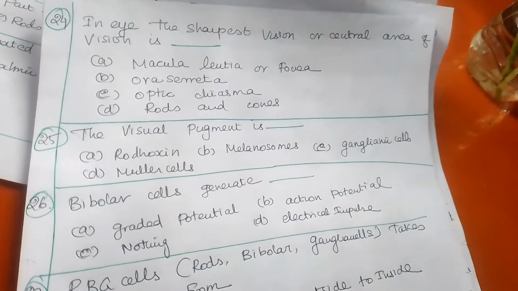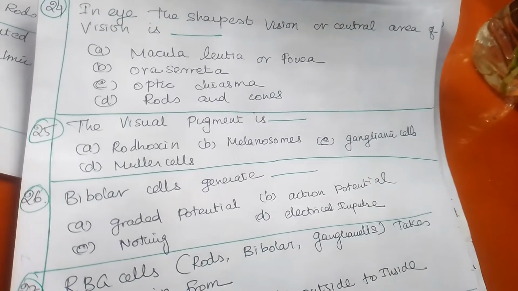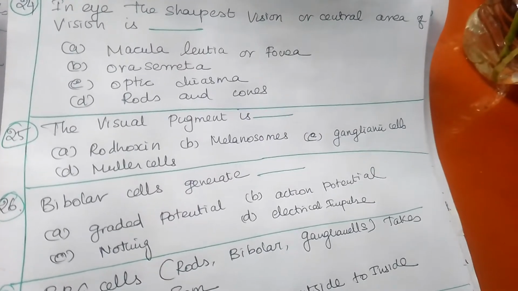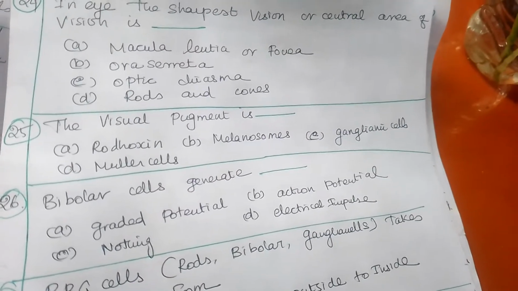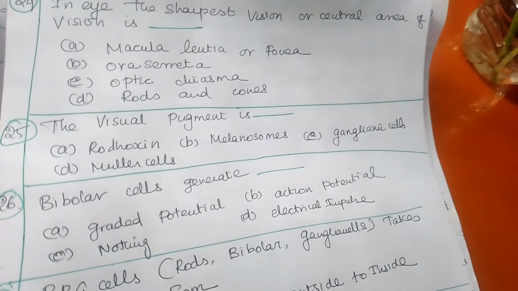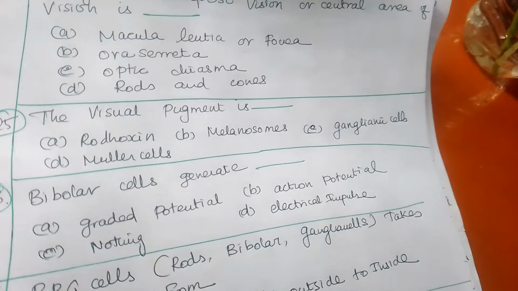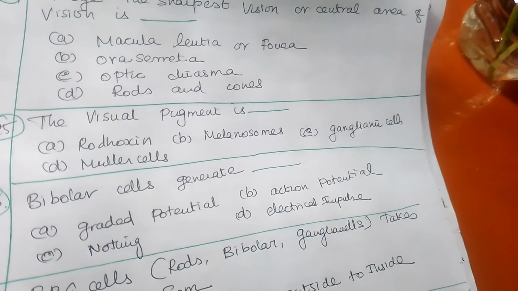In the eye, the sharpest vision or the center of vision is called: A. macula lutea or fovea, B. ora serrata, C. optic chiasma, D. rods and cones. Yes, the answer is macula lutea or fovea.